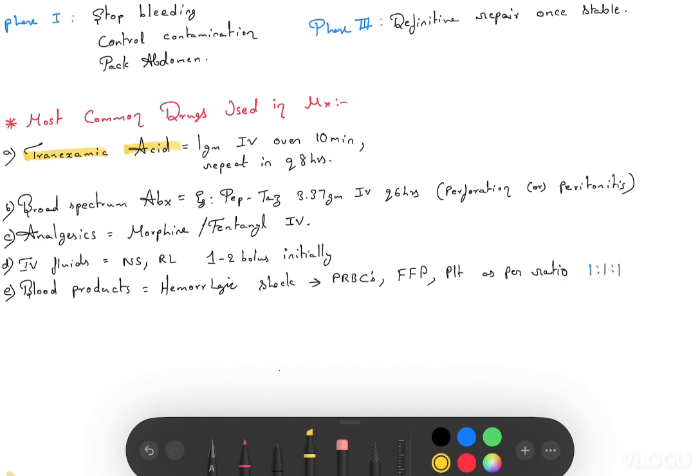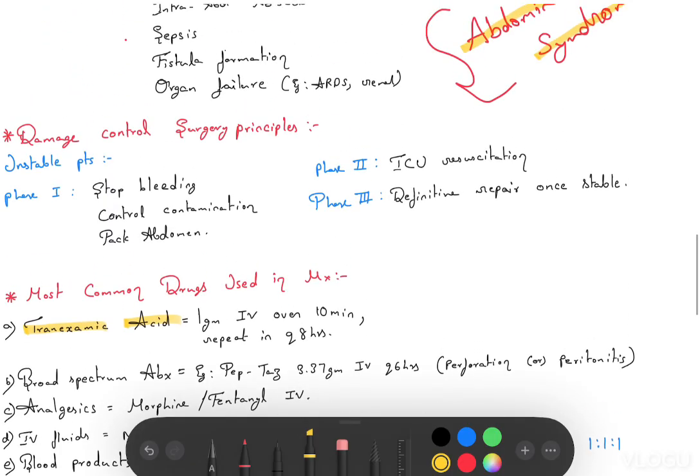Why? Because 1 gram intravenous over 10 minutes, repeated every 8 hours. If you are giving this tranexamic acid, we can stop that bleeding. So that's why. Next, damage control surgery principles.